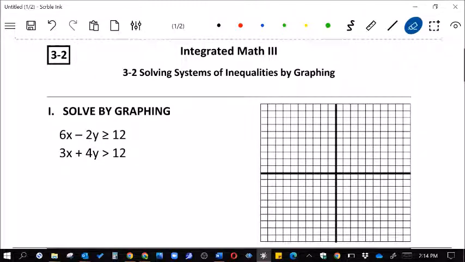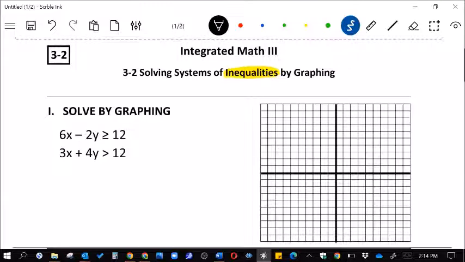Welcome to Solving Systems of Inequalities by Graphing. The emphasis here is inequalities. You know how to graph and you know how to solve systems. If there's an equal sign, you just find a point where they meet. But when it's an inequality, there's a wide range of answers.